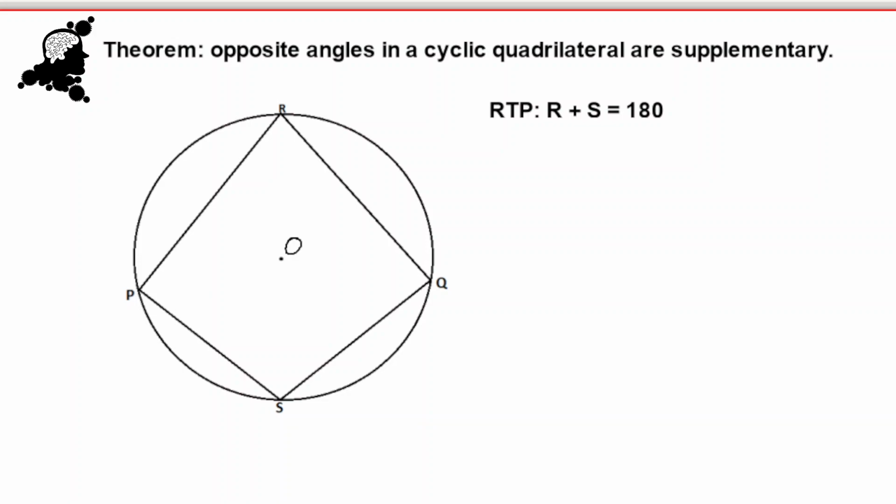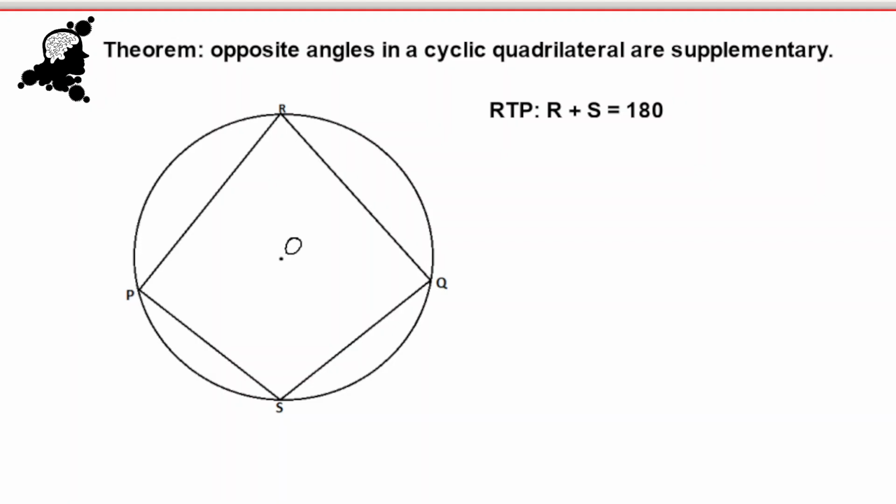Welcome to this video on grade 11 Euclidean Geometry, and in this video we want to prove the theorem that states that opposite angles in a cyclic quadrilateral are supplementary. We want to prove that opposite angles of a cyclic quad, when we add them, we get 180 degrees. So let's take a look at how we can prove this theorem.